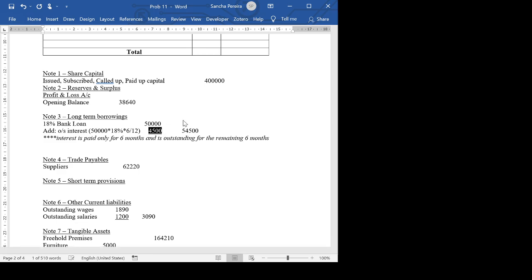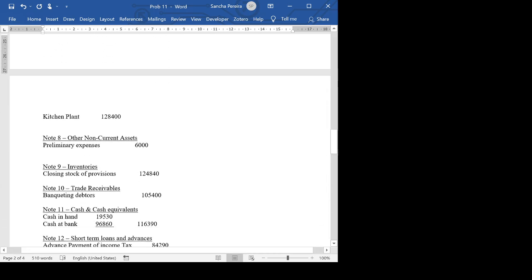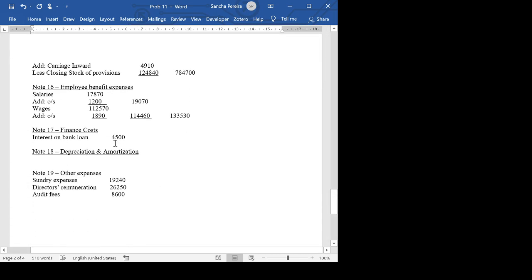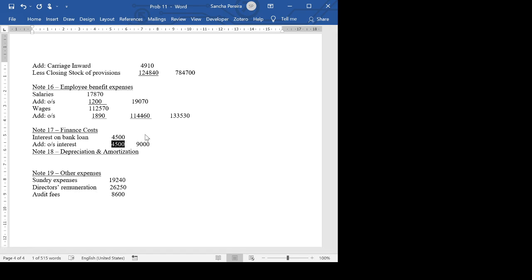That's one effect of this, and the second effect will be we have to show it in finance cost. Right now under finance cost, I've just shown interest of 4,500. To this I have to add outstanding interest. And the outstanding interest is 4,500. So the total comes to 9,000.